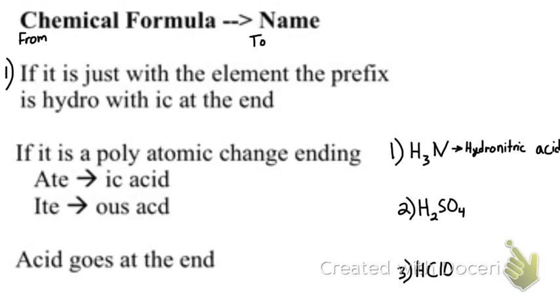Alright, step 2, if it is a polyatomic ion, you change the ending. So this is kind of 2, and this is part A. So, if it's a polyatomic ion that ends in ate, you change the ending to ic acid. And wouldn't you know it, number 2 over here is SO4. SO4 is our polyatomic ion named sulfate because it ends in ate. If you ate the whole cake, you'd get sick. So it is going to turn into sulfuric acid.